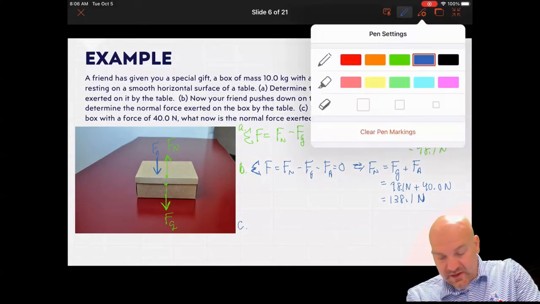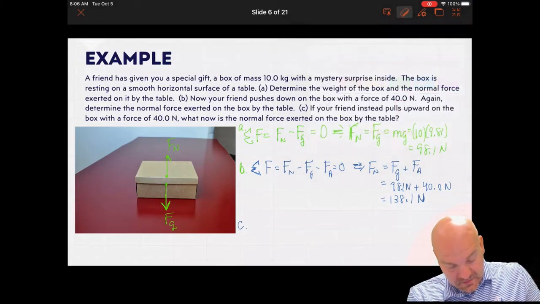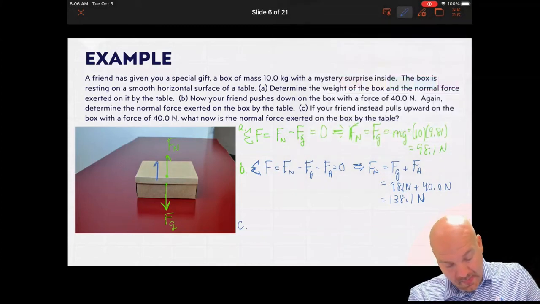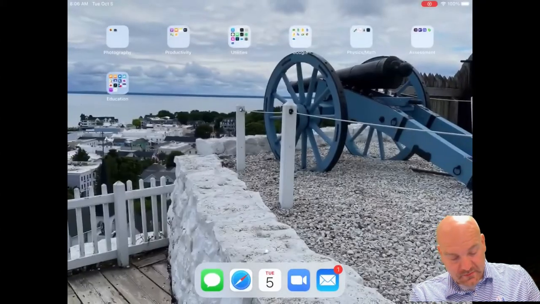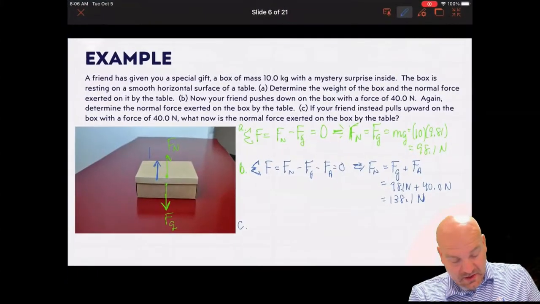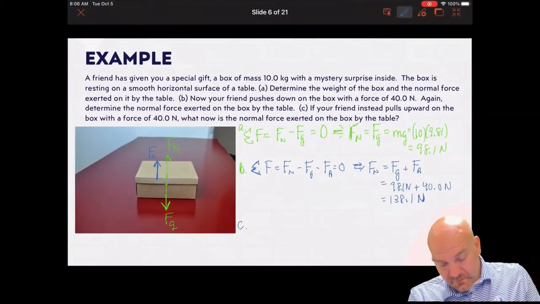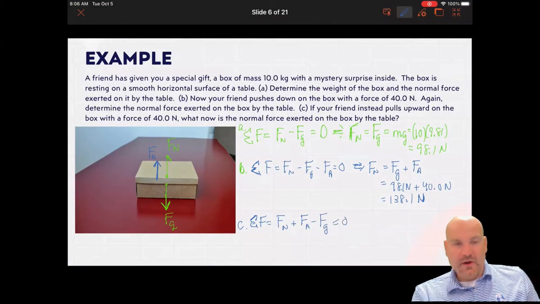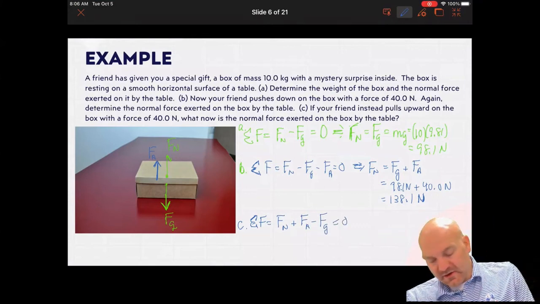All right, so now in the third case, I'm going to erase my applied force, because now our friend is lifting up. All right, so our applied force is up, and so we do the same thing. We sum the forces. So we have Fn plus Fa now minus Fg, and something you'll see is that our normal force will now be less than what it was before.